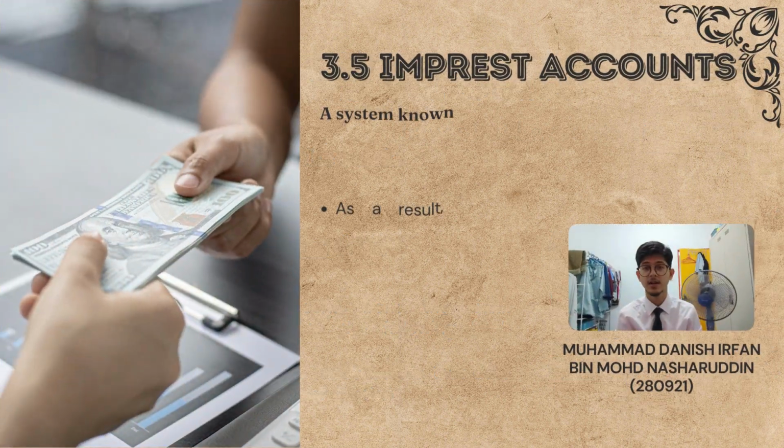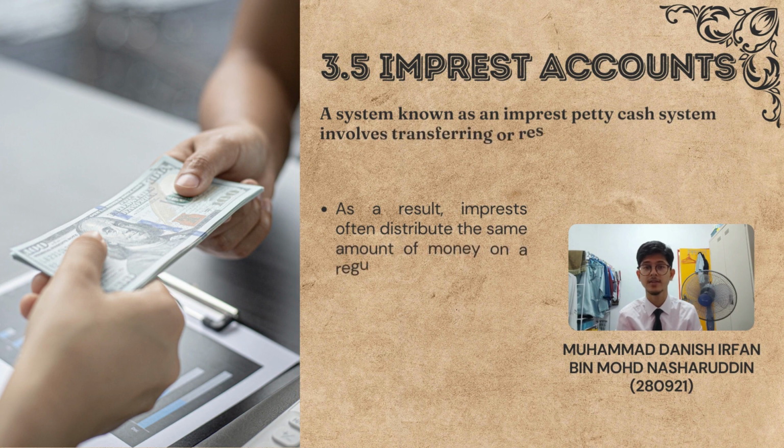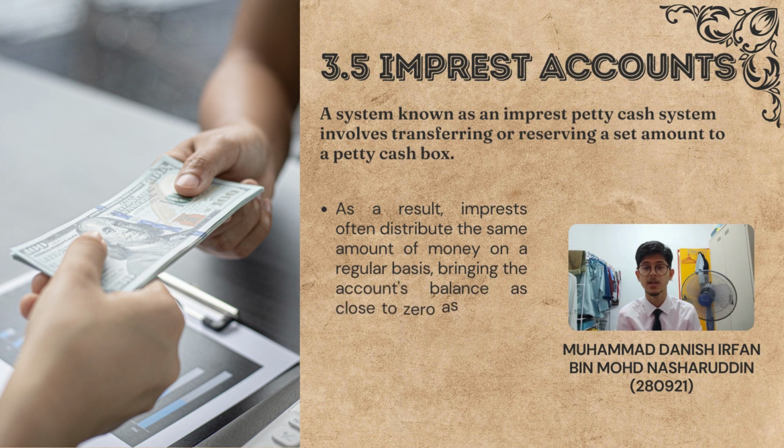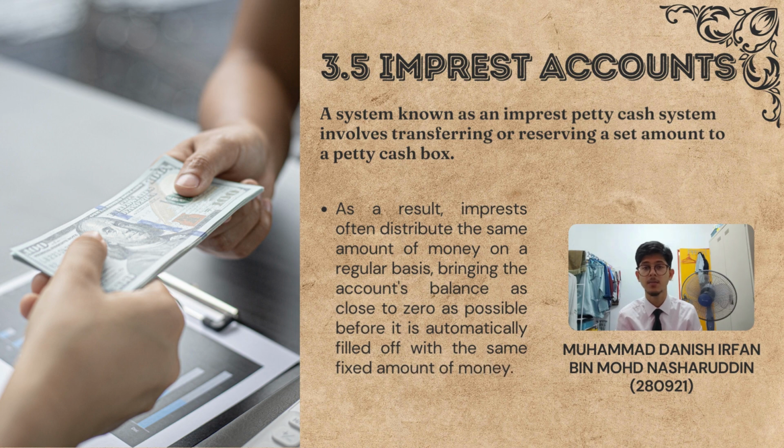Next is about imprest accounts. An imprest account is a system known as an imprest petty cash system. It involves transferring or reserving a set amount to a petty cash box, which will be replenished as it is spent. Plus, a fixed sum of money is set aside in an imprest account specifically for handling small payments.